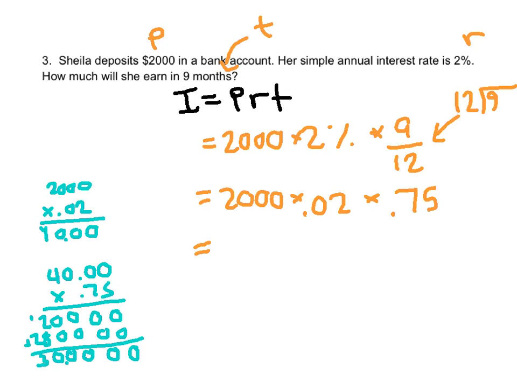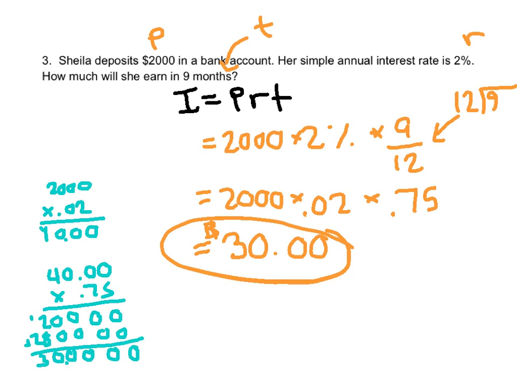Hopefully you did the work on your own before seeing this, but when you multiply 2,000 times 0.02, you should get 40. And when you multiply 40 times 0.75, I finally get 30. So again, $30 represents the extra amount of money that you earn from depositing that money into the bank account. So let's look back at the question. The question asks, how much will she earn in 9 months? Well, this is the final answer. She earns $30 because $2,000 is already what she has. So, for this answer, $30 is the amount of money she earns in 9 months.